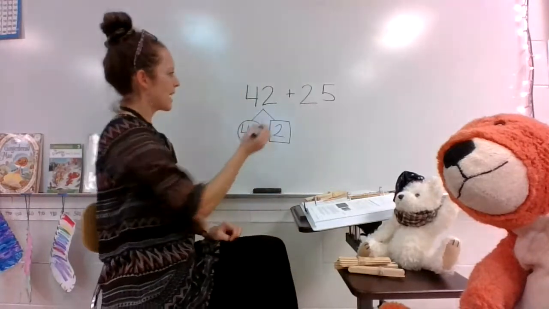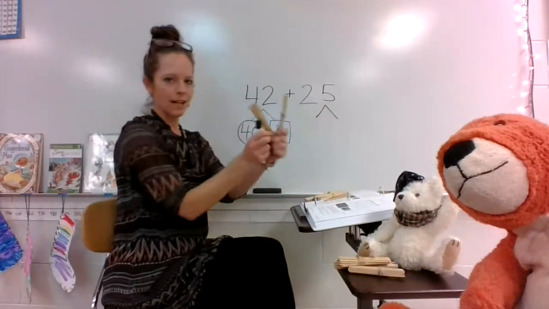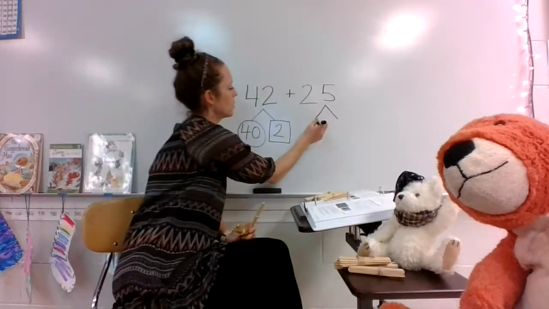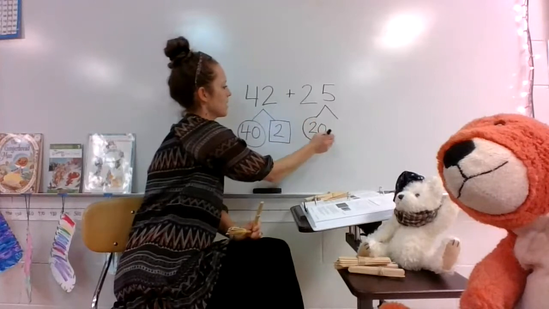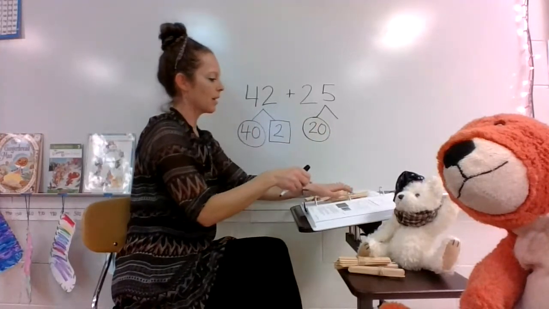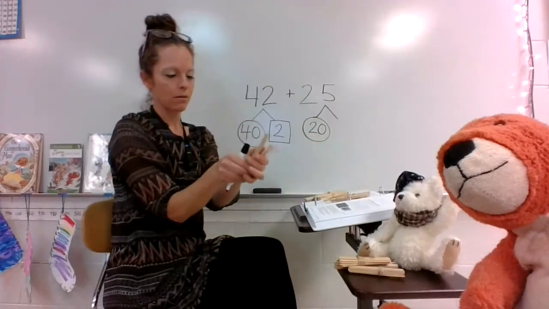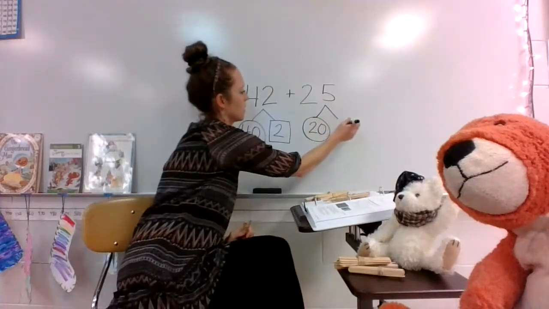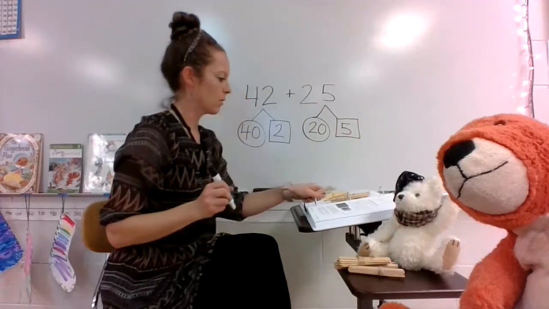And let's do the same with 25. Split the 25. How many tens were there? 2 tens, and that number is 20. And the leftover ones were 5. Do you agree with that? Okay.